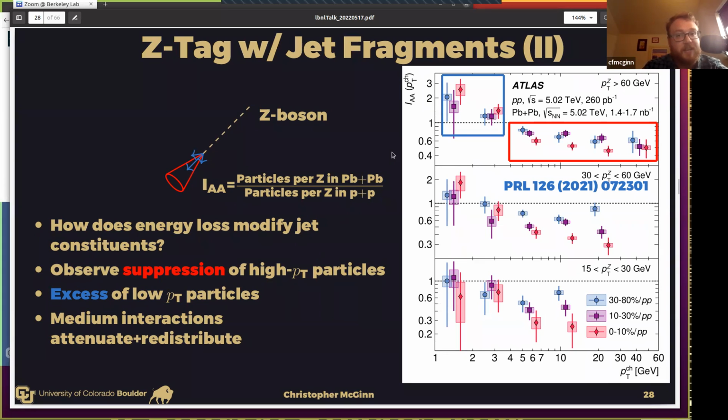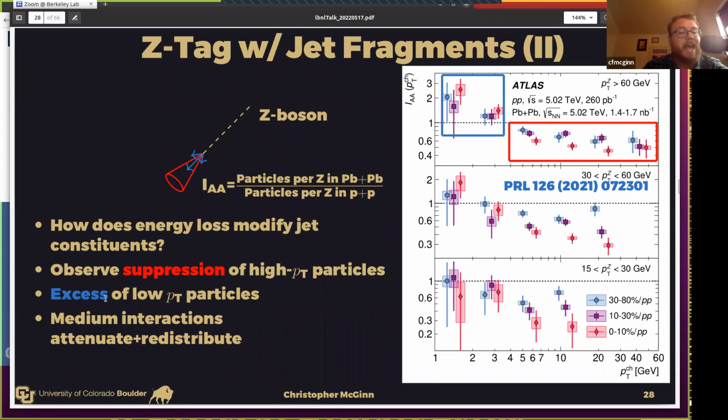And when we do this, if I just focus on the top panel, which is PTZ greater than 60, I'm going to ignore the other two panels, but the story is the same. We see a global suppression for the hardest fragments, PT greater than 4 in these first few points, up to a PTZ of 60 or so at these last few points. A global suppression, roughly ordered in centrality. You're going to see that the peripheral and semi-central swap places in a few points, but mostly ordered by centrality. Centralmost is always the most suppressed.